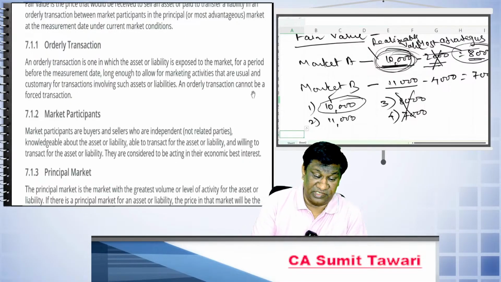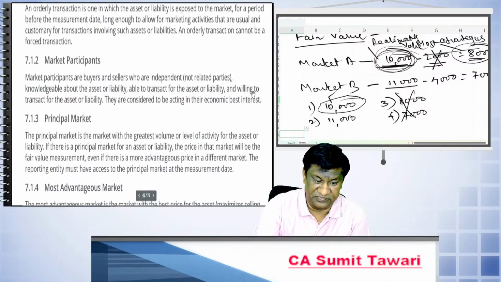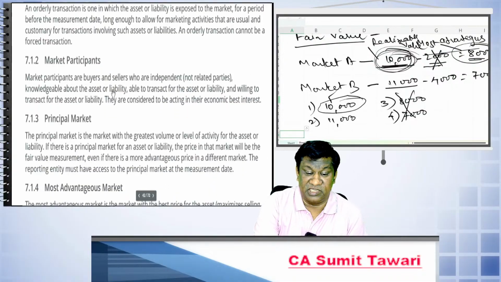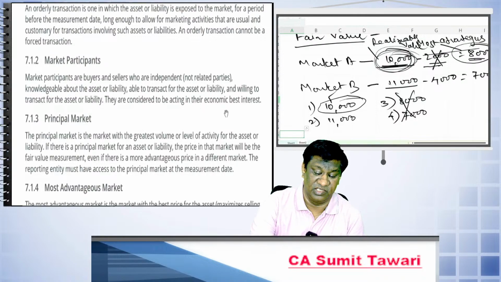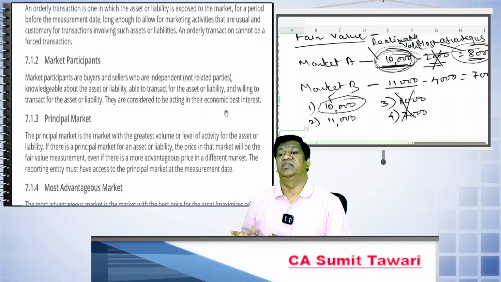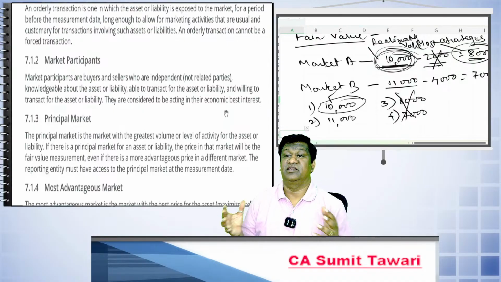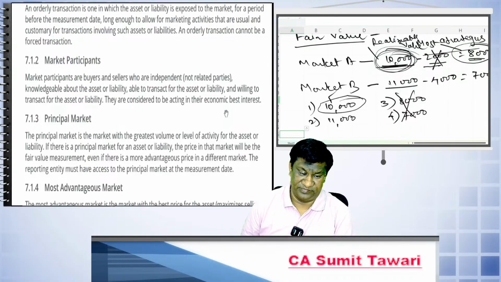Market participants, that also you need to consider. Market participants are buyers and sellers who are independent, not related parties, knowledgeable about the asset or liability, able to transact for the asset or liability, and willing to transact for it. So they are considered to be acting in their economic best interest. Any unrelated seller and buyer are considered market participants.